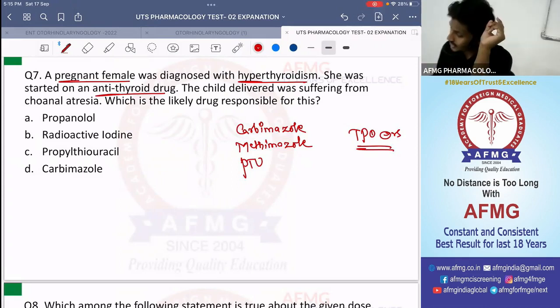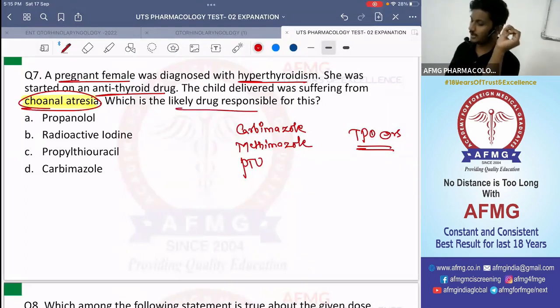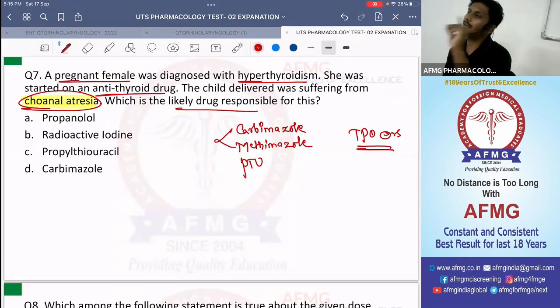Now the child delivered was suffering from choanal atresia. They are saying choanal atresia is a congenital anomaly, and it can be due to intake of some drug. Which is the likely drug responsible for this? The anti-thyroid drugs like carbimazole or methimazole are usually contraindicated in the first trimester of pregnancy because they can lead to teratogenic side effects.